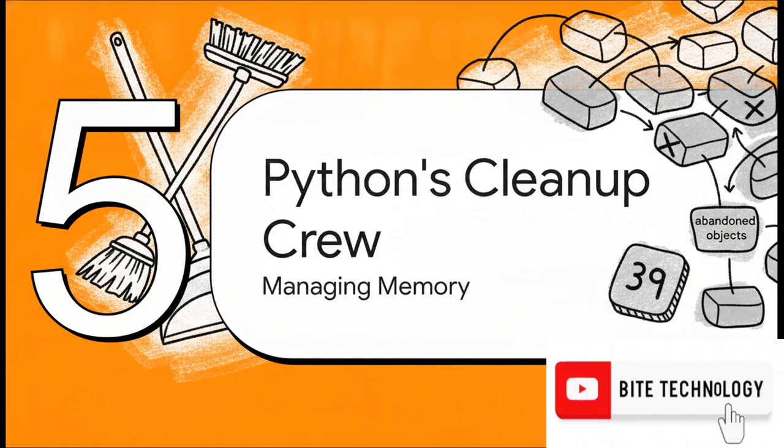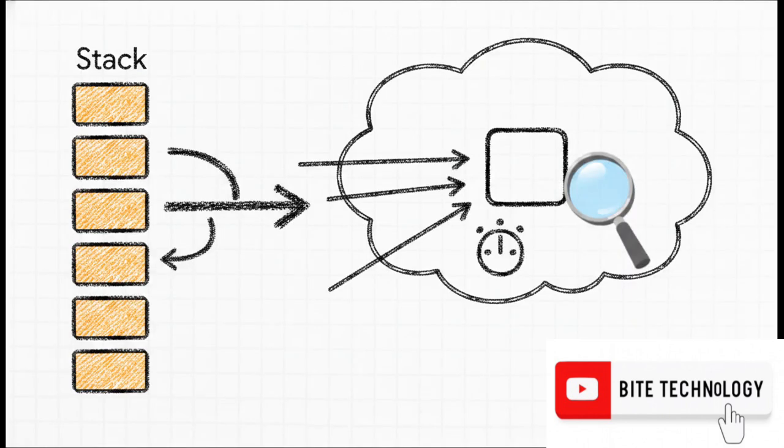Section 5. Python's cleanup crew. Okay, so this brings up a pretty major problem. What happens to all those abandoned objects? I mean, if every time we change a string or do some simple math, we're leaving old objects like the number 39 lying around in our RAM warehouse, wouldn't our computer eventually just run out of memory?